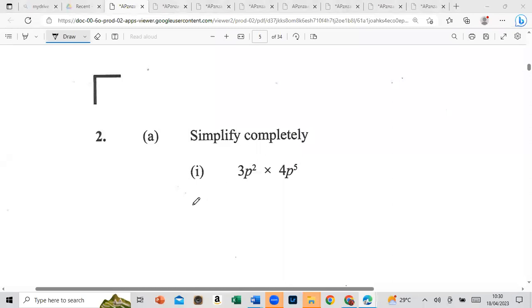Alright, this one's to simplify completely. 3p squared multiplied by 4p to the 5th. This one's pretty straightforward. So we just multiply 3 by 4. And when we are multiplying and the base is the same, so we check both of them are p, add the powers. So it would be 2 plus 5. Right. So 3 times 4 is 12. No one should be getting these wrong in exams. Alright, we have been through these so many times on my channel. So that gives us 12p to the 7th power.